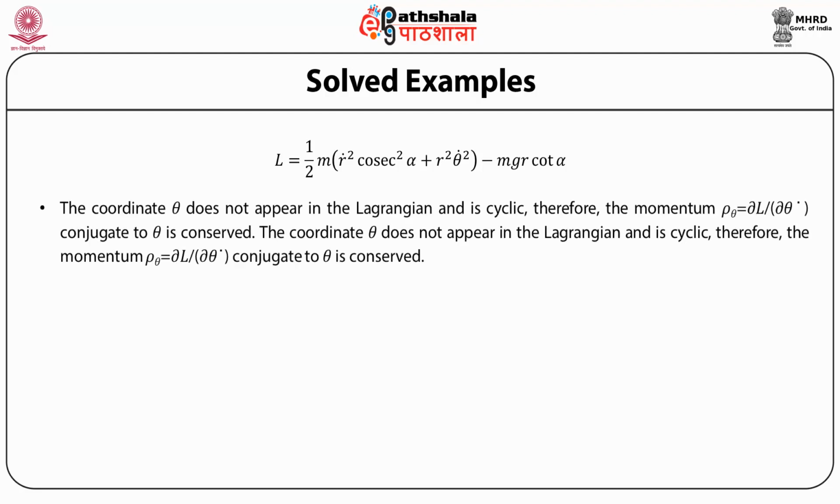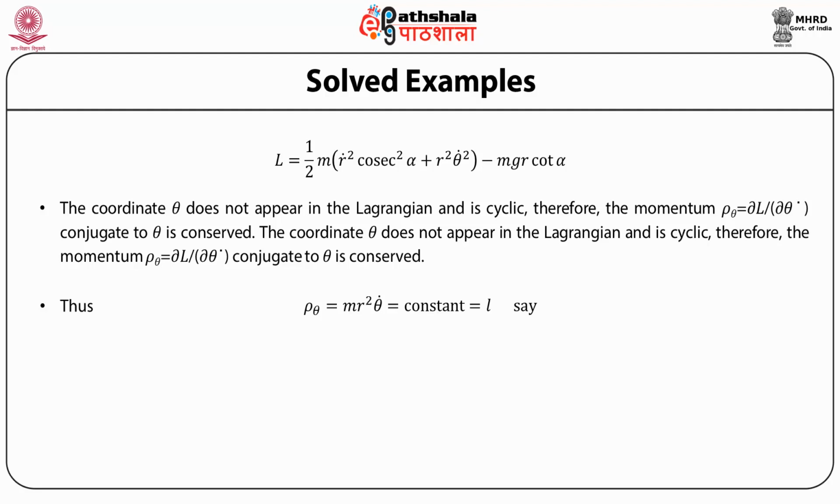The coordinate theta does not appear in the Lagrangian, which means theta is a cyclic variable, and therefore the momentum conjugate to the cyclic variable, namely p theta equal to dL by d theta dot, is conserved. Thus, p theta is equal to m r square theta dot, which is equal to a constant, and you can recognize that m r square theta dot is like the angular momentum.